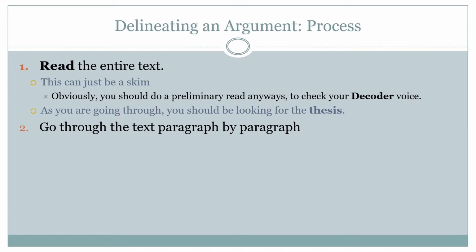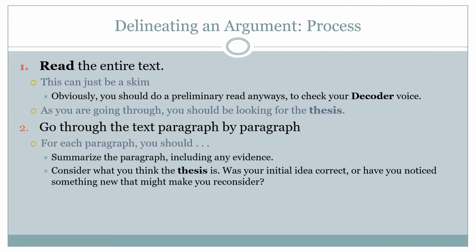Step number 2, go through that text paragraph by paragraph. And we're actually going to do that together in just a few minutes, paragraph by paragraph for the first few, and then you're going to do the other ones on your own. So for each paragraph, you've got 2 things that you're going to be trying to do. The first thing is you want to summarize the paragraph, including the evidence. So you're going to take that paragraph and boil it down into 1, maybe 2 sentences if it's really long and you really feel like you need to do that.